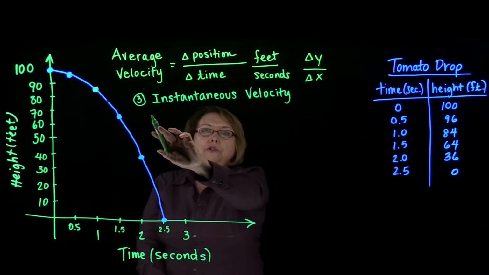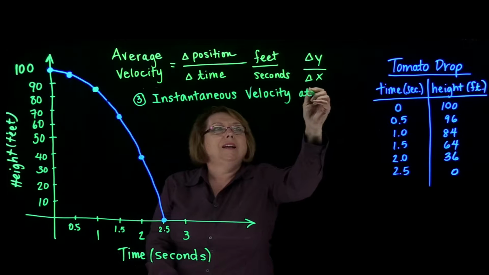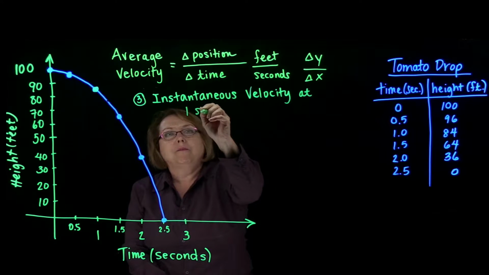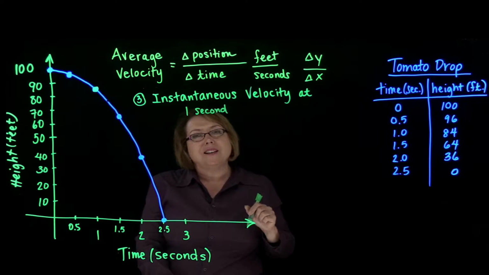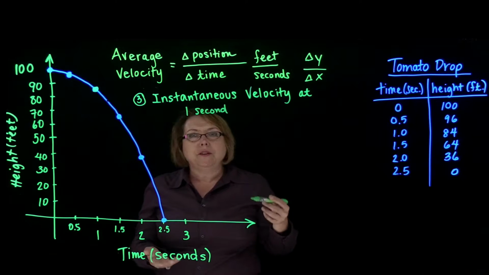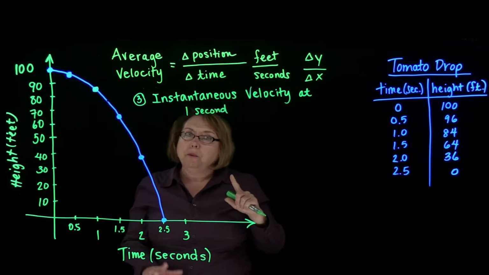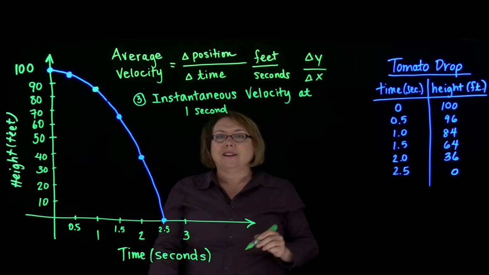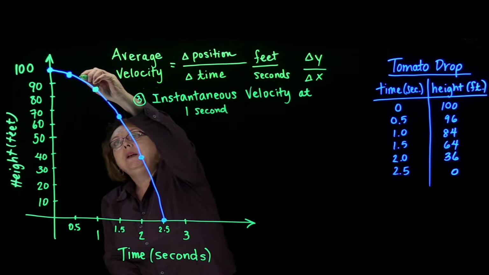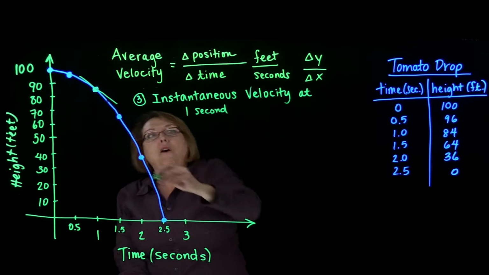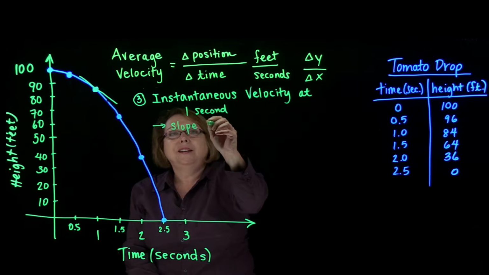So what if we wanted to compute the instantaneous velocity at 1 second? At that precise moment of time, what is the velocity at that point? Notice that we've been talking about average velocity between any 2 points in time. But here we want the instantaneous velocity at this exact time, which is that point right there on the graph. Well, what we really want here is the slope of the tangent line at that point in time.